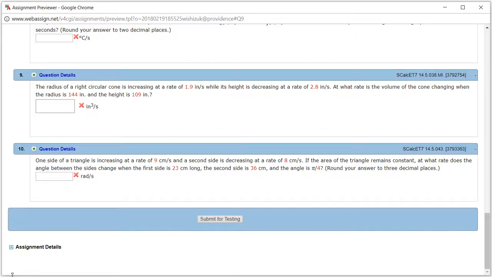All right, let's look at homework 14.5, problem number 9. We have a right circular cone, and the radius of the cone is increasing at the rate of 1.9 inches per second, and the height is decreasing at the rate of 2.8 inches per second. At what rate is the volume of the cone changing when the radius is 144 inches and the height is 109 inches? All right, so let's do that.